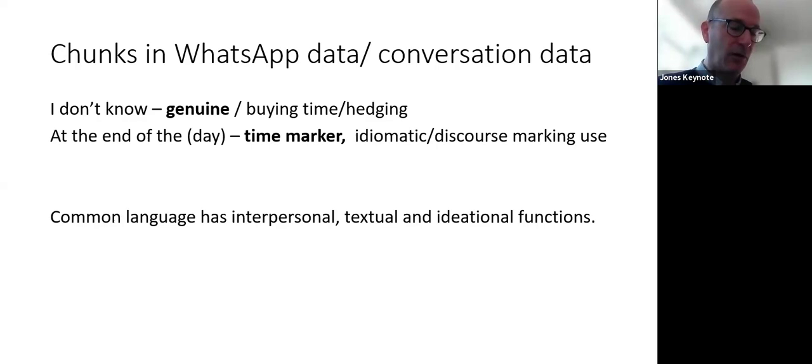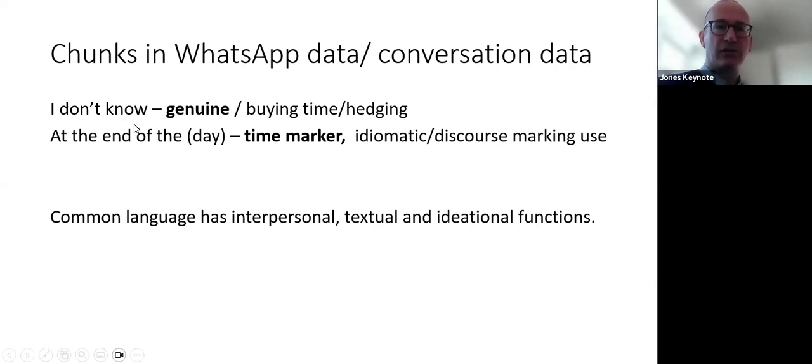At the end of, obviously collocates very commonly with at the end of the day. And in the WhatsApp data, it tends to be used as a time marker. But we also know that in spoken data, it has an idiomatic and discourse marking use. It signals that a summary of my views is coming after I've said at the end of the day. At the end of the day, it's too expensive. At the end of the day, it's a good idea. So it kind of signals and marks that a little summary is coming.